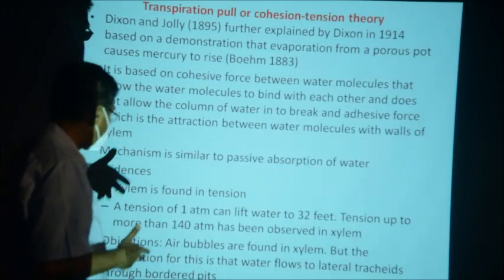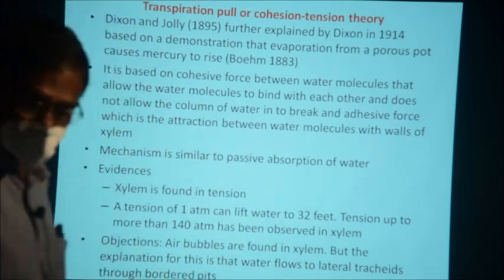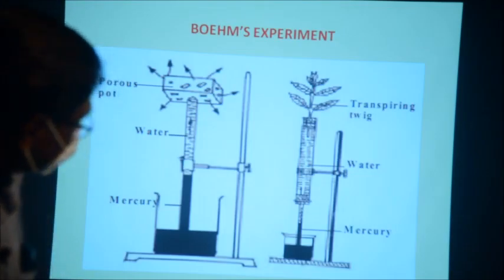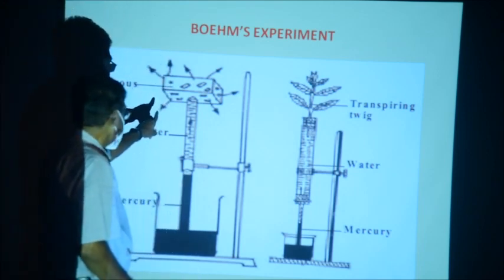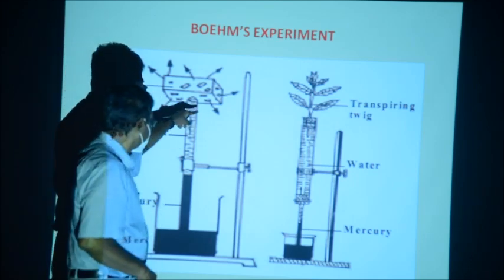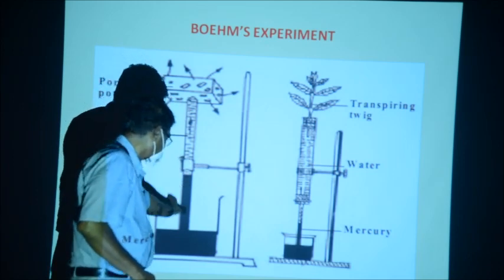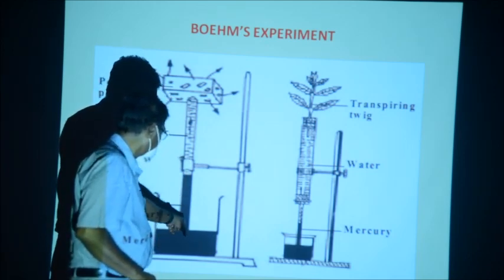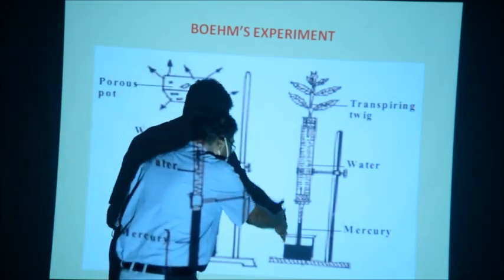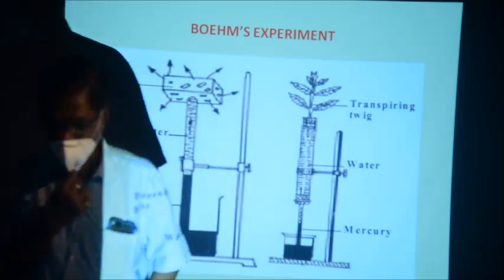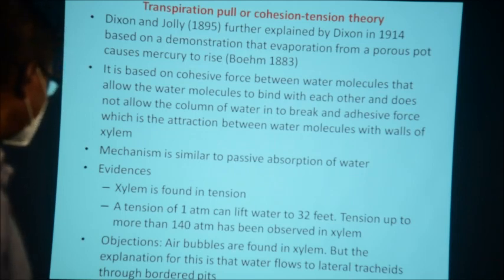Now, whatever we have seen, absorption, passive absorption of water, mesophyll cells, transpiration, is the same process. Now, this is based on one experiment by Boehm, who found that when there is a sponge from which water is evaporated, with a tube and mercury inside the tube, the mercury rises when there is evaporation. Now, the twig also gives upward movement of mercury. So, transpiration pull causes ascent of sap or translocation of water.